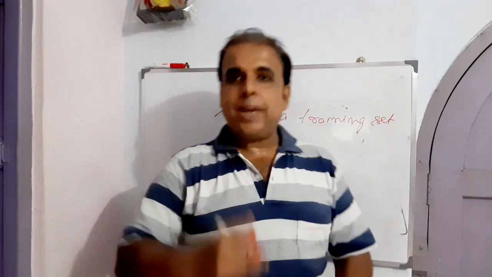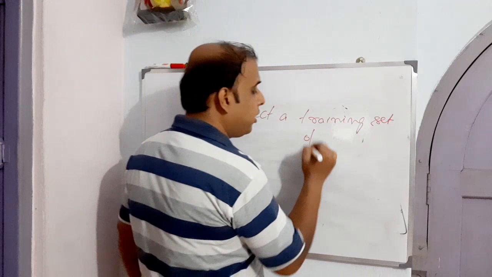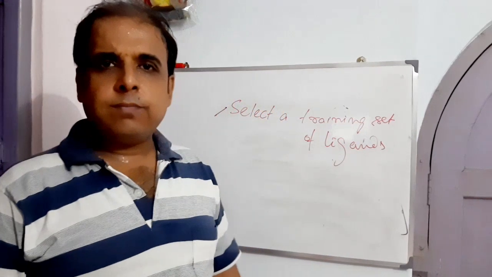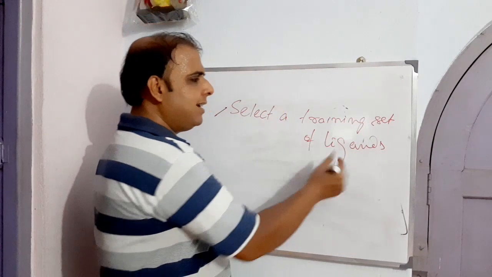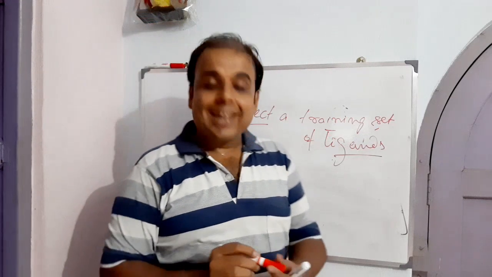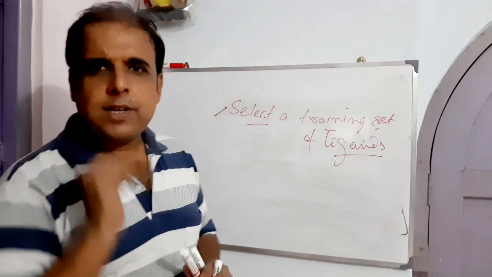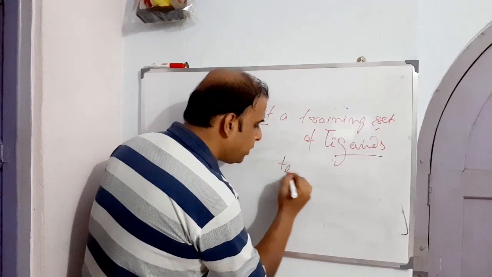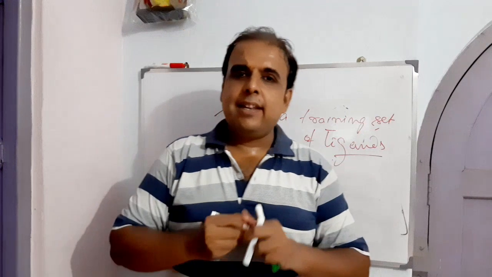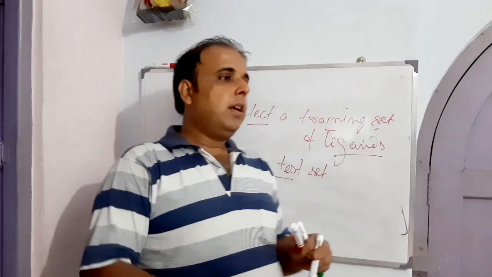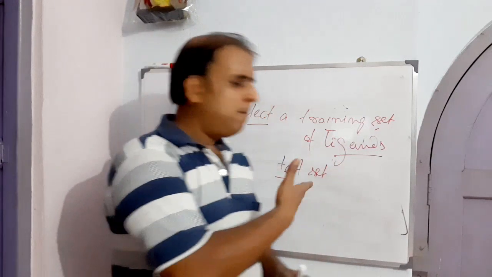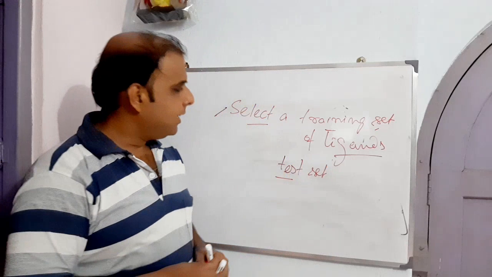Select a training set of ligands, because this is the only thing that you have with you. The question may arise: if there is a training set, there should be a test set. Yes, we do require a test set as well. Then what is the difference? In the training set, you put so many compounds, and in the test set, you also put so many ligands. Compounds and ligands are both the same, so what's the difference?